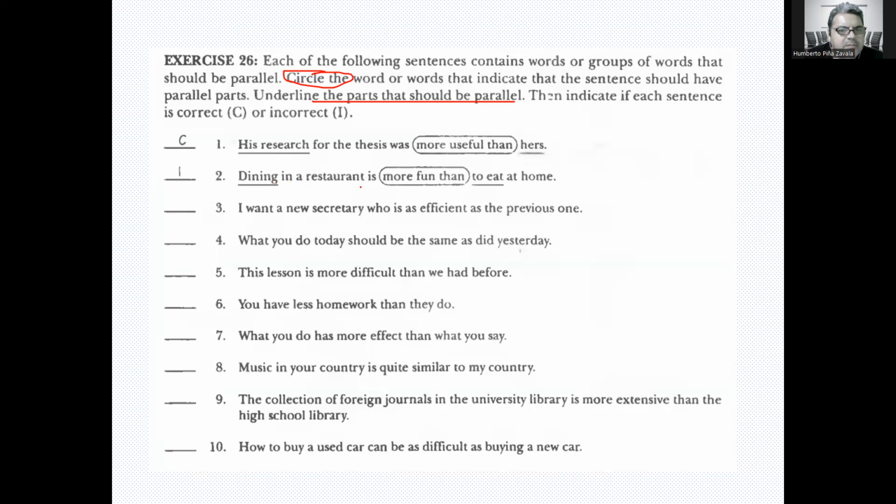Dining in a restaurant is more fun than to eat at home. So here you can see the problem. The comparative is correct, but dining is with ing, so it should be eating, not to eat. To eat is an infinitive, and eating is the ing form. So 3 minutes on the clock. Let's see if we can do this.